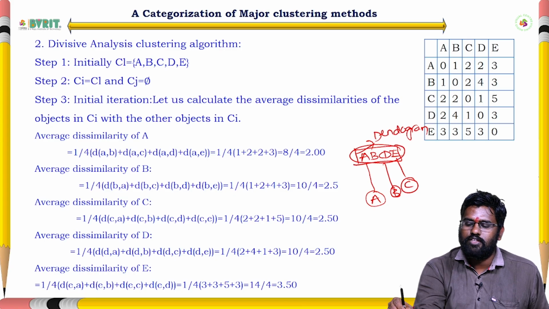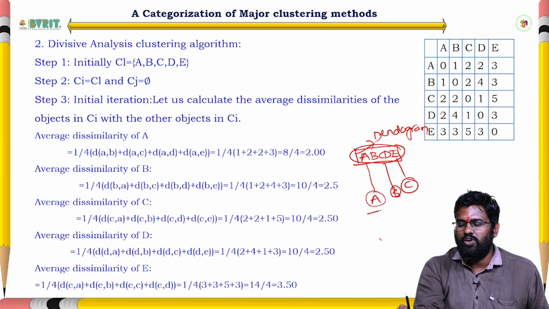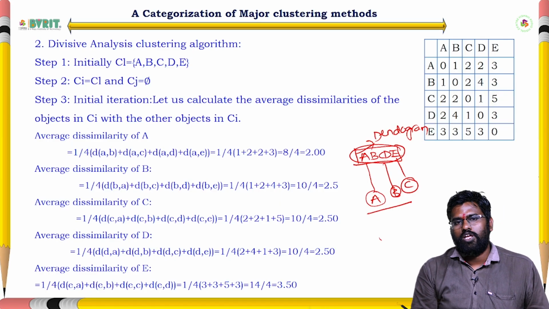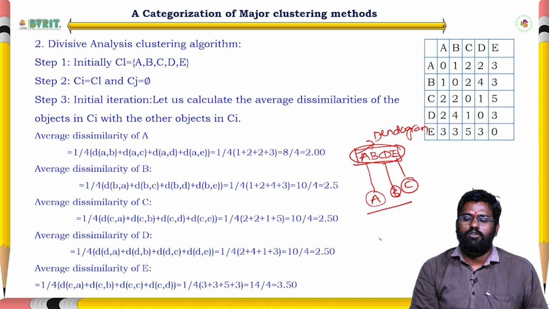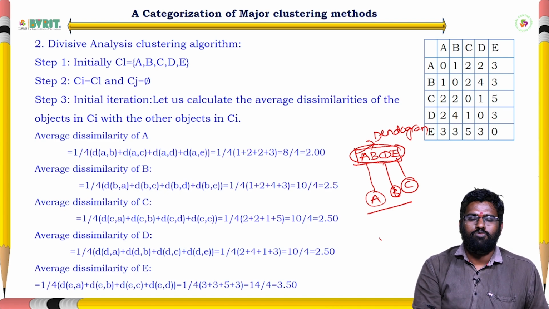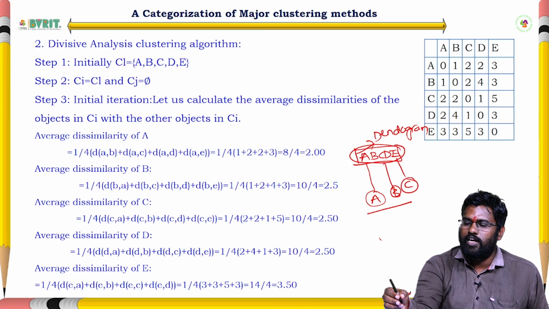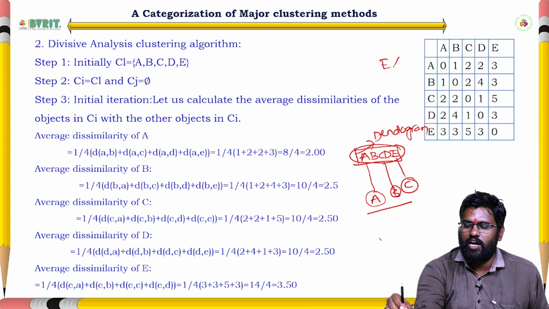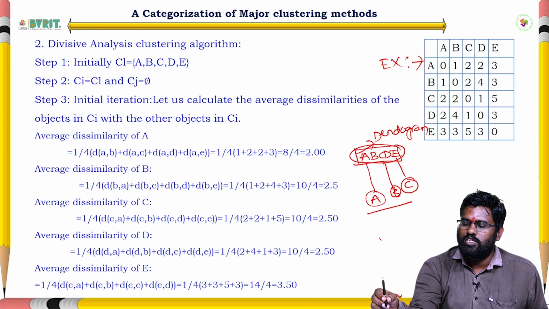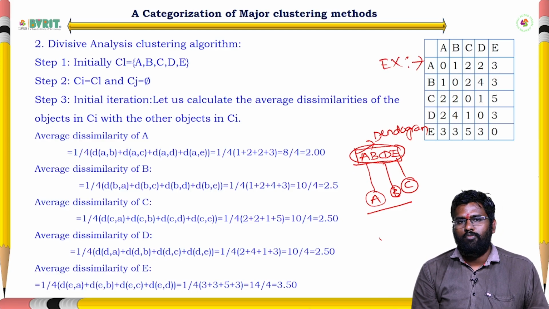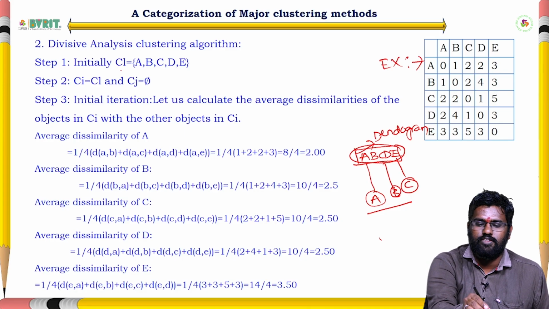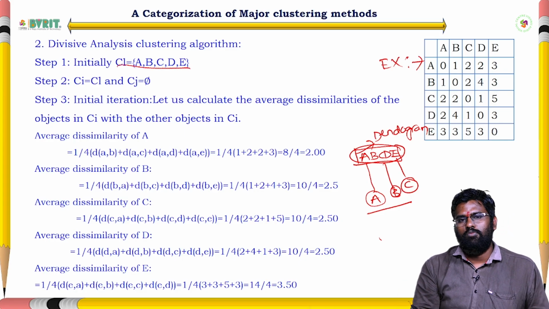Whatever clusters are there, each and every cluster is divided into individual parts based on the calculation of dissimilarity values in the divisive clustering algorithm. Now these are the steps to implement the divisive clustering algorithm. One by one I will explain. Coming to the first one, initially we have to initialize the cluster values. Let us assume this is our example, which contains 5 values: A, B, C, D, E. First we initialize the cluster with the values A, B, C, D, E.